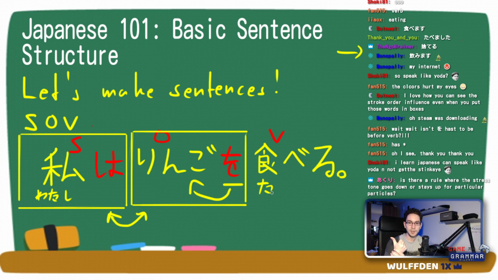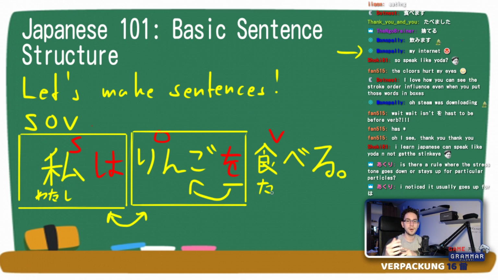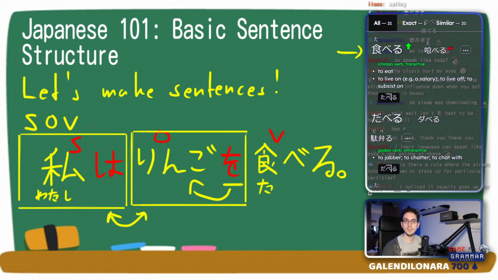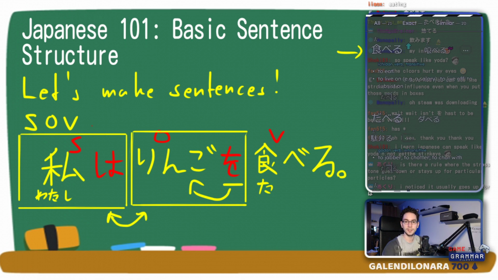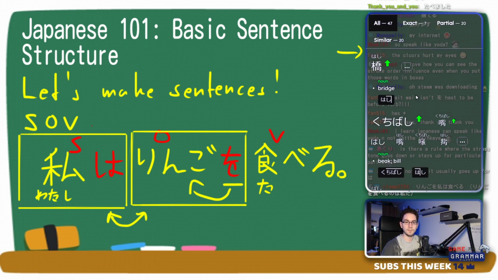Okay? Is there a rule where the stress tone goes down or up for particular particles? No. This will be determined by the word preceding the particle. That's actually a good question, Akuri. Very good question. So pitch on particles is determined by the word that precedes it. For example, for hashi, you have up pitch. You can see it here in the dictionary.